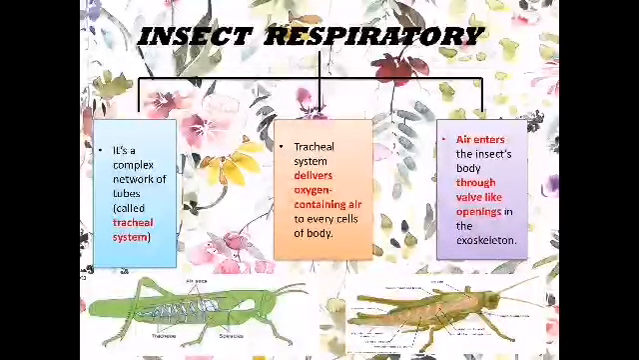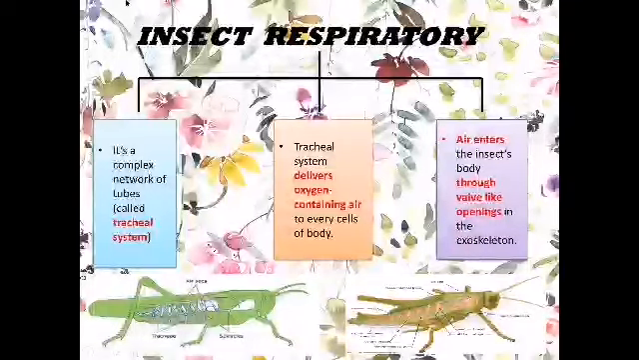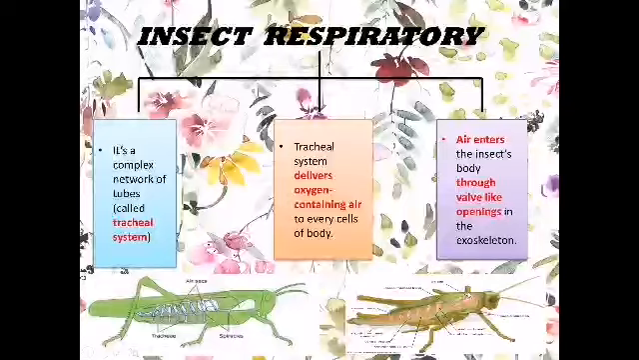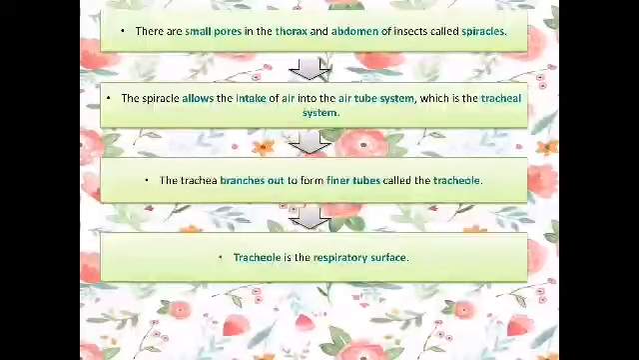Now, I would like to talk about the insect respiratory system. It is a complex network of tubes. The tracheal system delivers oxygen-containing air to every cell of the body. Air enters the insect's body through valve-like openings in the exoskeleton. There are small pores in the thorax and abdomen of insects. The spiracle allows the intake of air into the air tube system, which is the tracheal system.